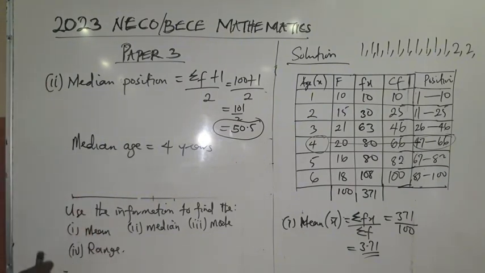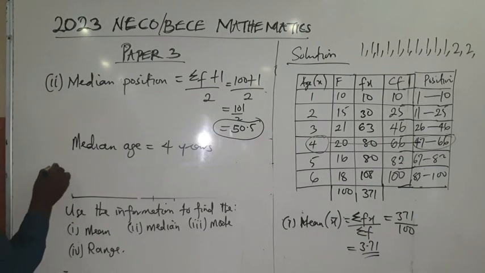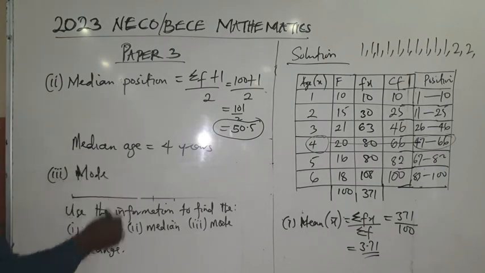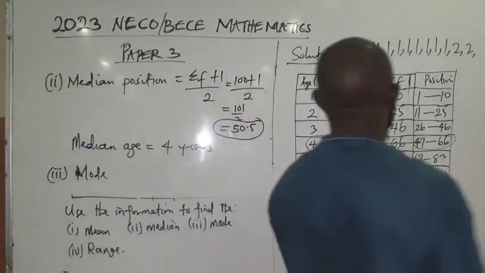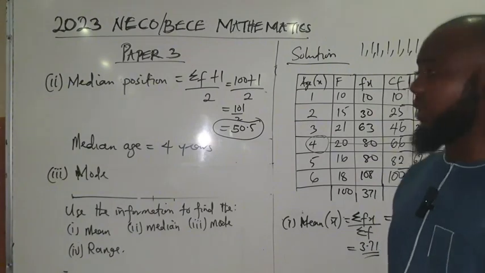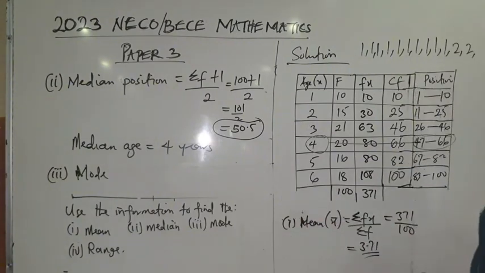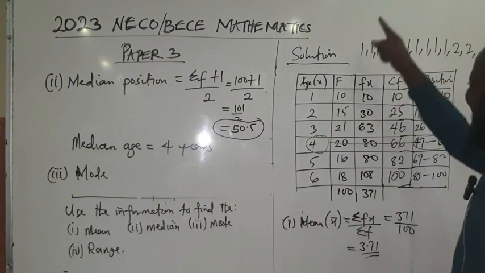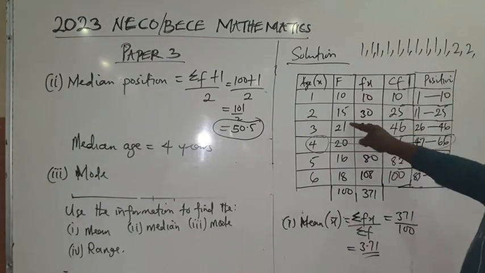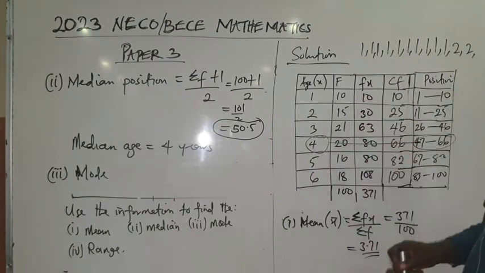Now, the next one is mode. The third one. Mode. We have to find the mode. So we can get that on this table as well. So mode is the highest frequency. The age with the highest frequency. The one that appears most. So if you look at the frequency, which age appears most? We have 21 is the highest here, 21.